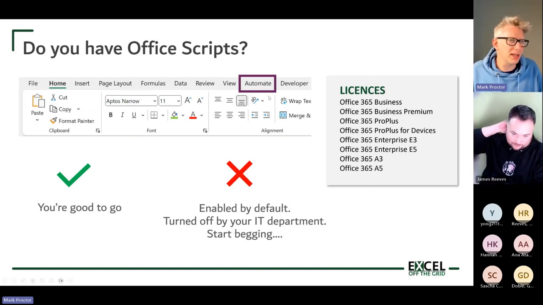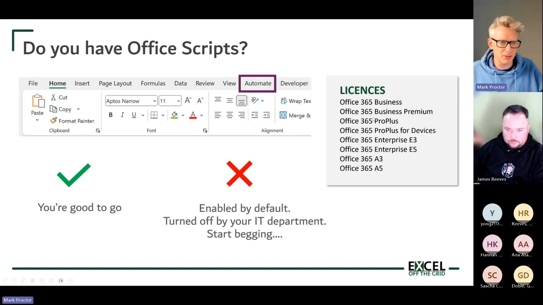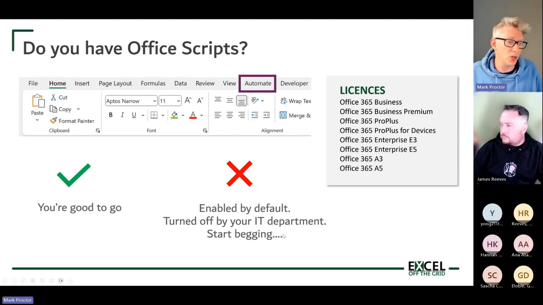If you don't have Automate at the top, you need to check whether you've got one of these licenses. So 365 for Business, Business Premium, and so on. If you've got one of these licenses and your Office 365 is up to date, you should have Office scripts, which is the Automate tab. If you've not got it, it means that it's been turned off by your IT department, because it should be enabled by default, and they can turn it on for individual users. So you just need to start begging and saying, please, can I have Office scripts enabled?